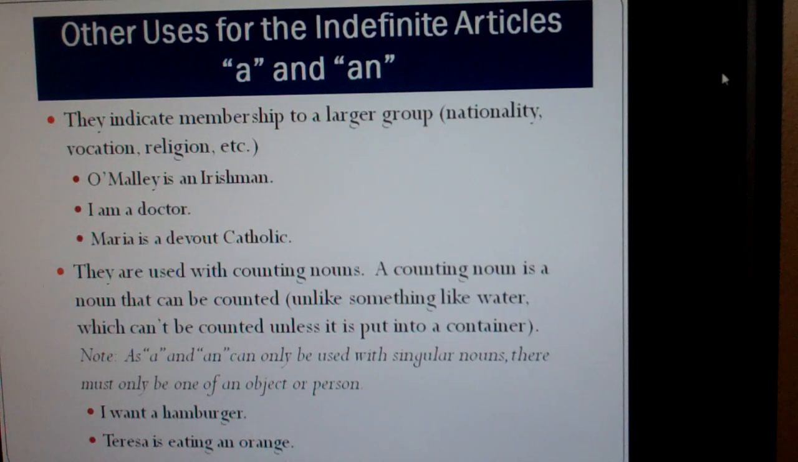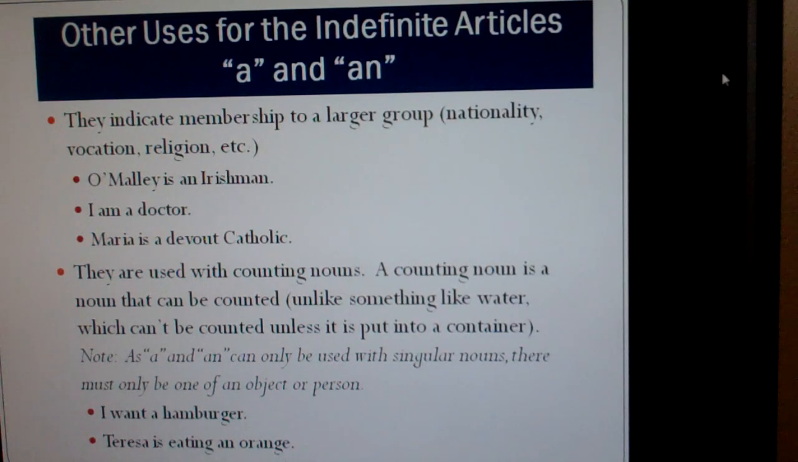They are also used with counting nouns. A counting noun is a noun that can be counted. Unlike something like water, which can't be counted unless it can be put into a container. There's a lot of examples of non-counting nouns: water, sand, air. But with things that can be counted, like a bottle of water, then you use a and an.